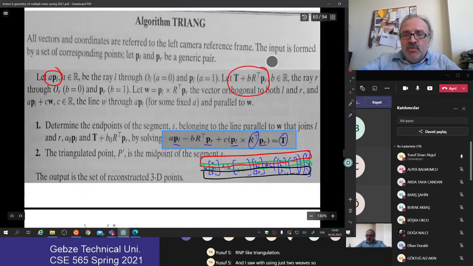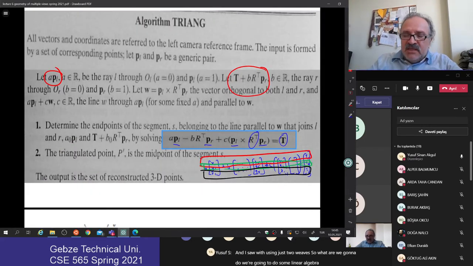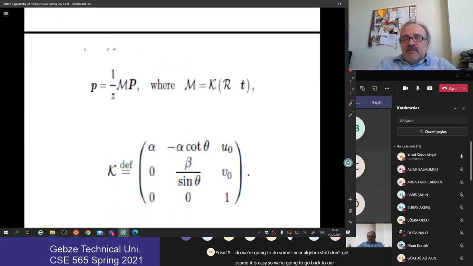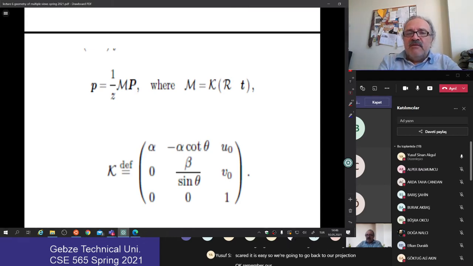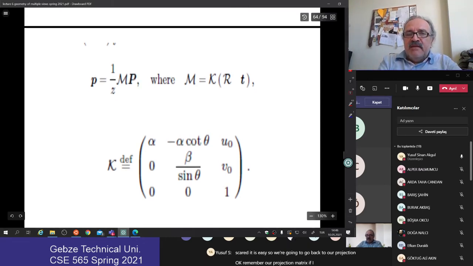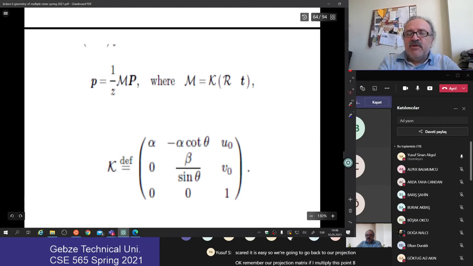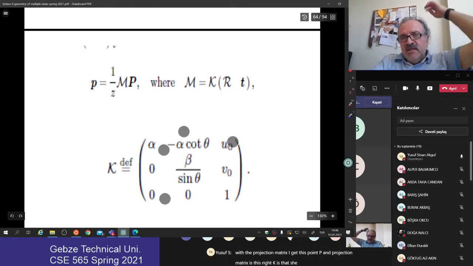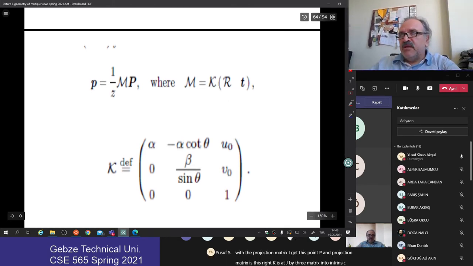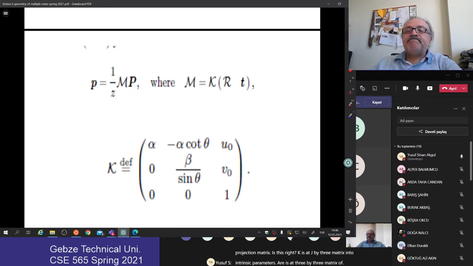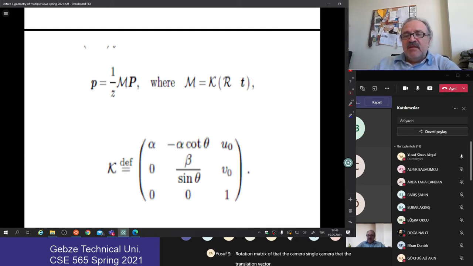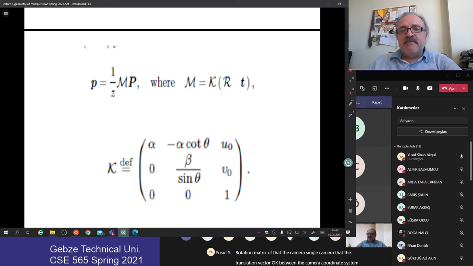We are going to do some linear algebra stuff. Don't get scared, it is easy. So we are going to go back to our projection, okay? Remember our projection matrix? If I multiply this point P with the projection matrix, I get this point p. And projection matrix is this, right? K is a 3x3 matrix, intrinsic parameters. R is a 3x3 rotation matrix of that camera, single camera, and t is a translation vector between the camera coordinate system and the real world coordinate system, okay?